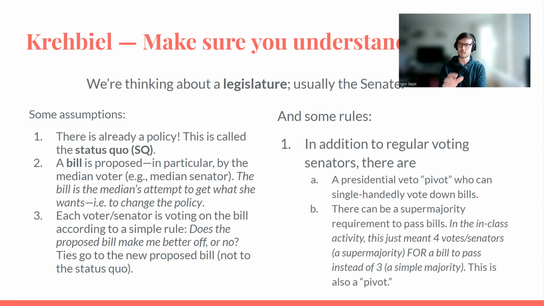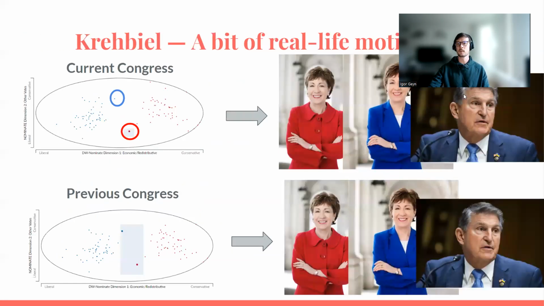in the examples and exercises from lecture 9, so the first of the Krehbiel exercises, we introduced in class this idea that you might need a supermajority to pass bills. So not just 3 out of 5 senators to go from the status quo to the new bill, but you actually need now 4 out of 5, right? And so in the real Senate, this is 60 votes. In our example, this is going to be 4 out of 5. Okay. And those are usually called the pivots: the median voter, the presidential veto, and the supermajority senator.